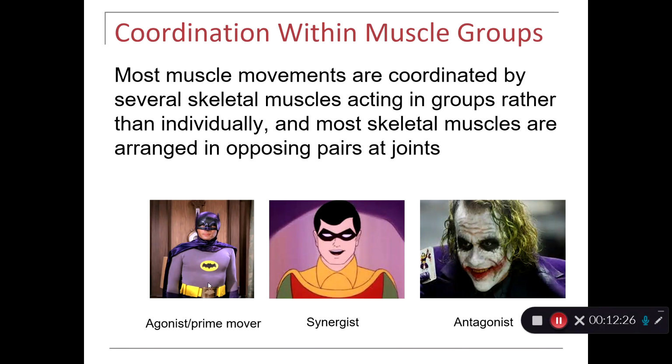So your biceps and another muscle in your upper arm called the brachialis are working together, the biceps being the agonist and the brachialis being the synergist. While if you think about it, the back of your upper arm has the triceps, which will be the antagonist to the biceps brachii.